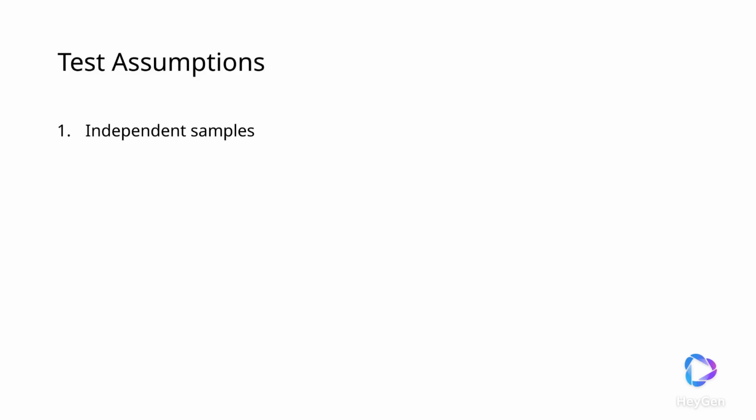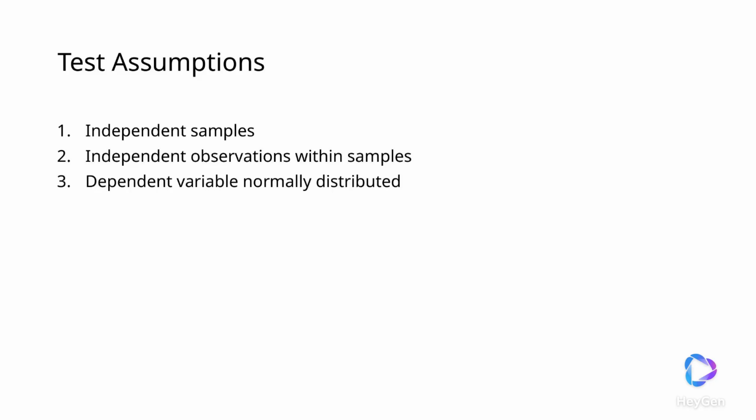There are 4 assumptions in analysis of variance. First, that samples are independent. Second, that observations within samples are independent. Third, that the y variable is normally distributed. Last, that population variance is normally distributed.